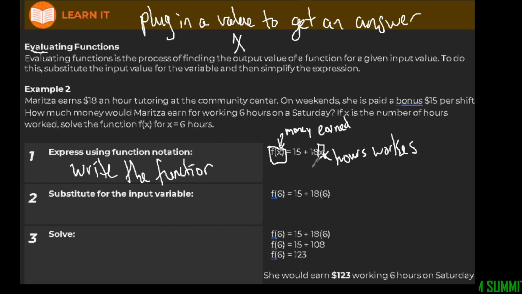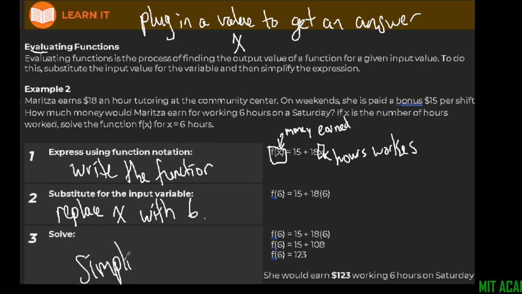All right, second step is to substitute the input value. So let's say replace x with 6. As we rewrite it, we say f of 6, and anywhere we have an x, we now have a 6. So f of 6 is equal to 15 plus 18 times 6. And then when we solve, we just simplify. Make sure you can use your calculator if you need to, or use the order of operations carefully.